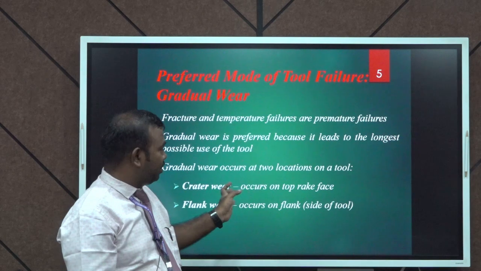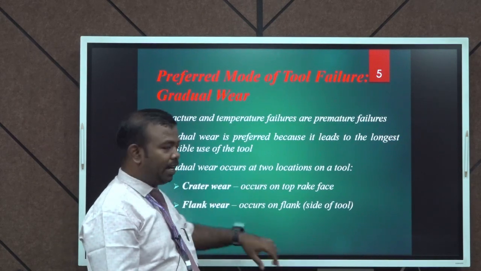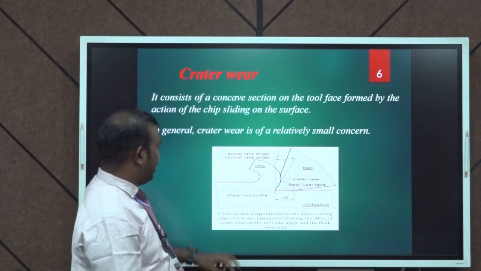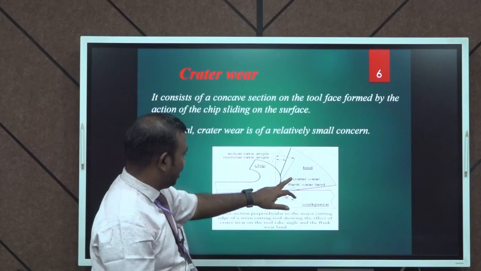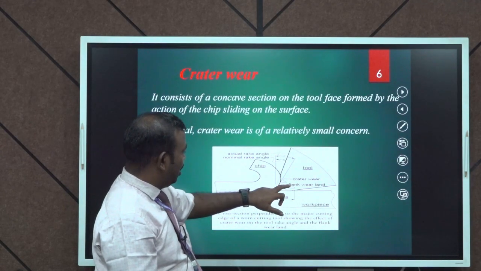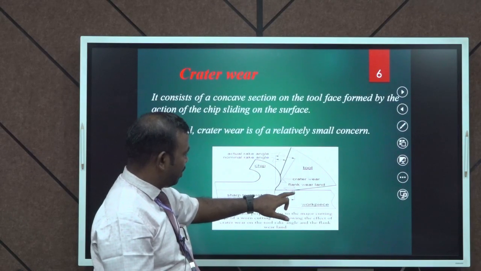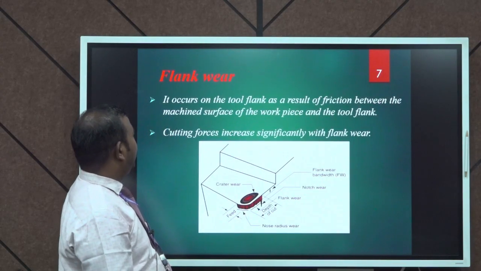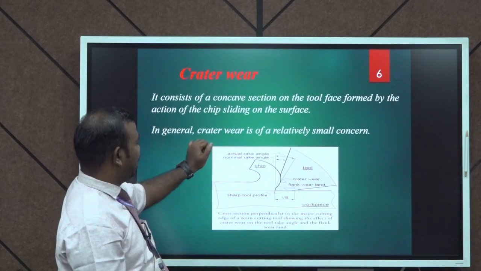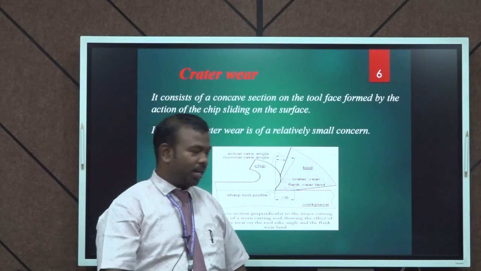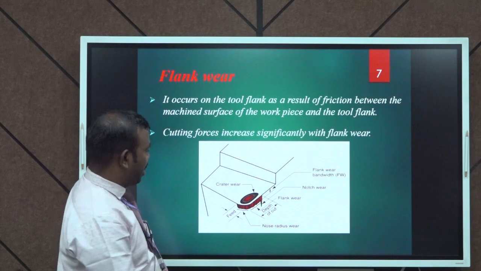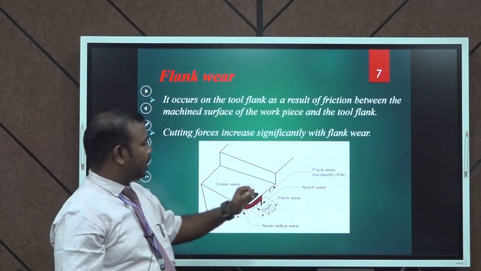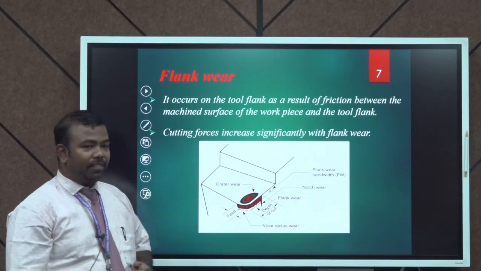It is classified into two types: crater wear and flank wear. This is the crater wear. Crater wear we can see at the tip of the tool, and flank wear is at the bottom portion of the tool, which interacts mainly with the workpiece. In general, crater wear is a relatively small concern. We can see the flank wear here and crater wear here. The cutting force increases significantly with the flank wear.